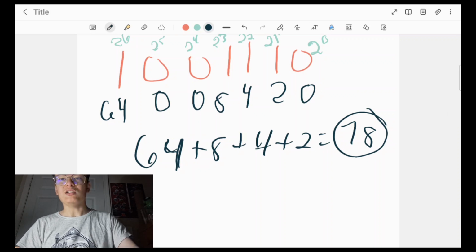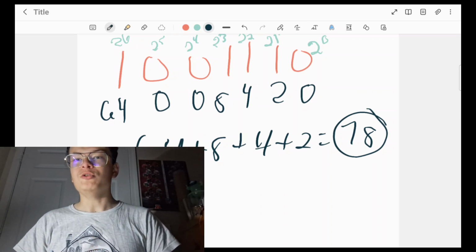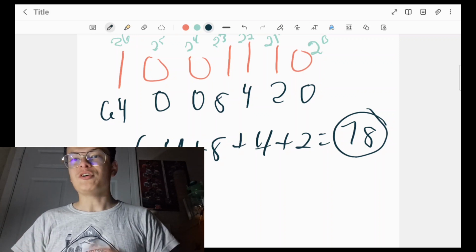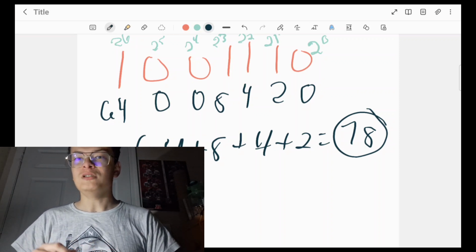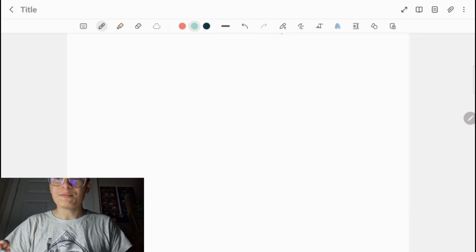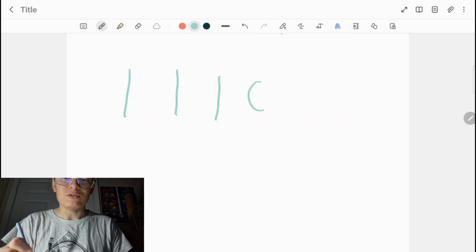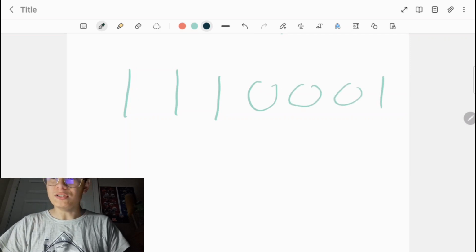And let's do another problem. So before I solve any problems, binary numbers are 1 and 0. That's how you calculate binary numbers. It's always going to be 1 and 0. So let's start solving the next problem. I'm going to do light blue for this one. It's 1, 1, 1, 0, 0, 0, 1.